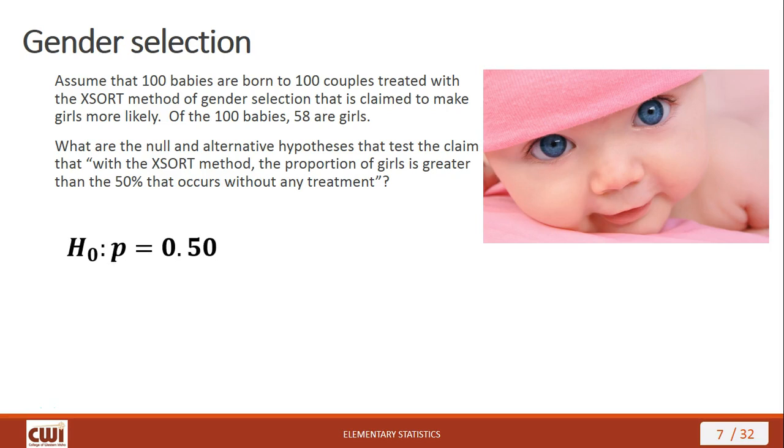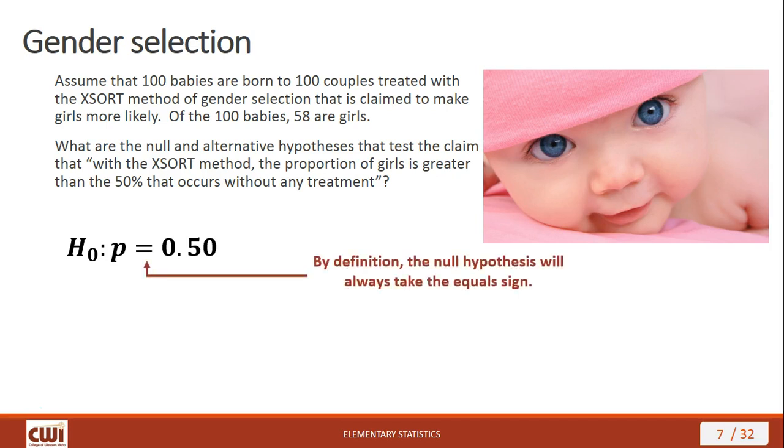Well, first, let's write the null hypothesis. So the proportion of girls is going to be greater than 50%. This is the claim that's made. But by definition, the null hypothesis always takes an equal sign. So we're going to put the equal sign in. The 50% value comes from the claim that the proportion of girls is greater than 50%. So from the problem statement, we get the value that's being claimed, and that goes in to form our null hypothesis.